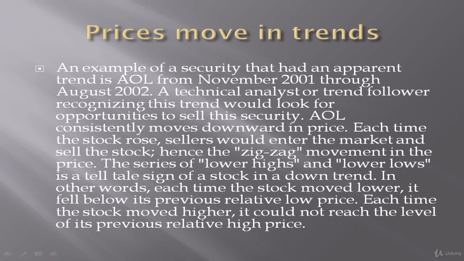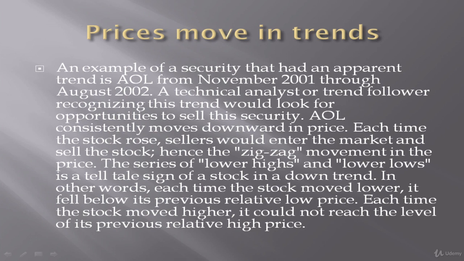So the series of lower highs and lower lows is a telltale sign of a stock in a downward trend. Basically, a downward trend means that the highs keep on getting lower and the lows keep on getting lower, like stairs. You keep on going down. Your height keeps on decreasing. So if the trend is down, you will always be going with lower highs and lower lows. In other words, each time the stock moved lower, it fell below the previous relative low price.